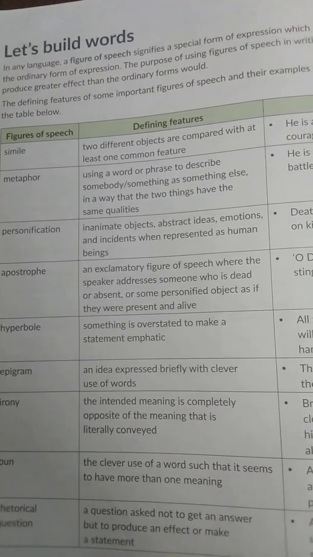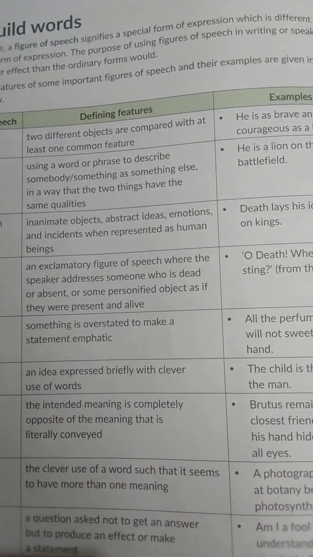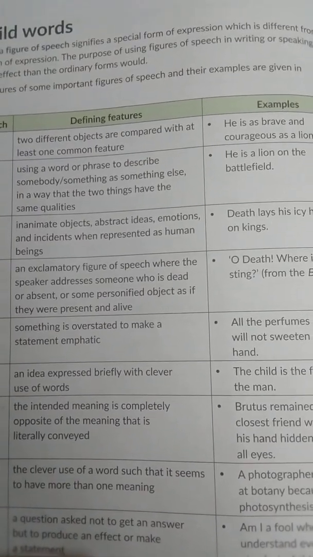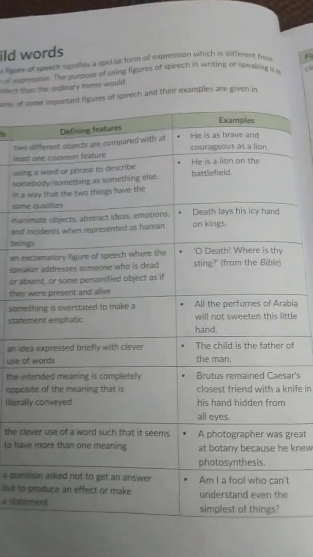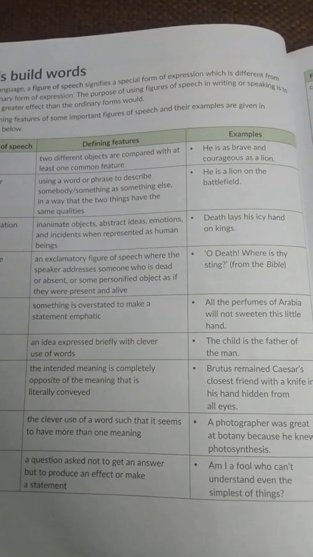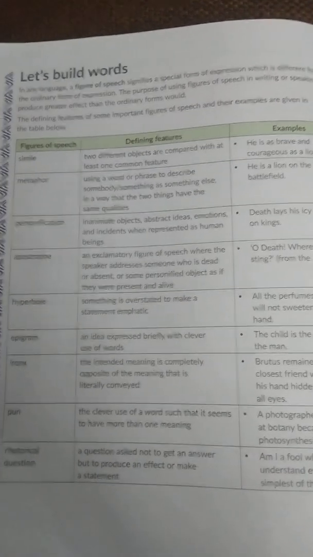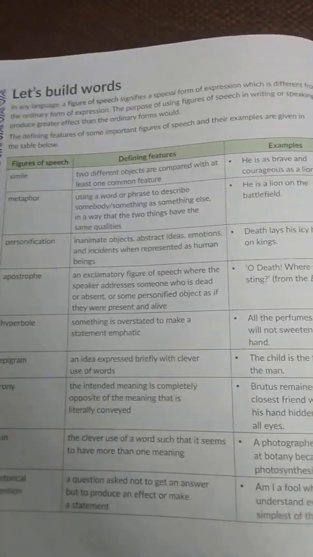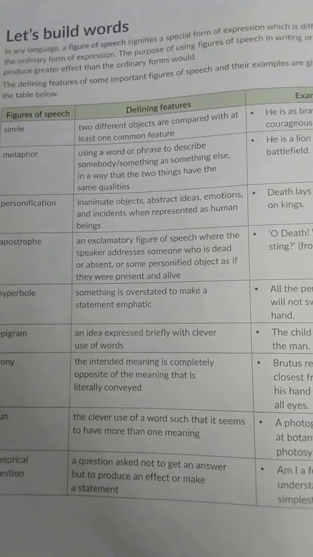Then it is metaphor. In metaphor, a word or phrase is used which describes somebody or something as something else, in a way that the two things have the same qualities. He is a lion on the battlefield. It means when a person is very brave, he is compared to a lion who fights very bravely in the battlefield. So when a person is compared with another thing or another animal or insect or anything which has the same quality as it. Third is personification.